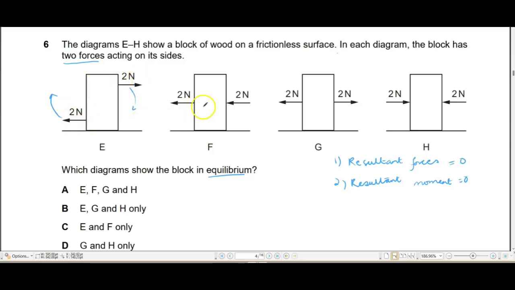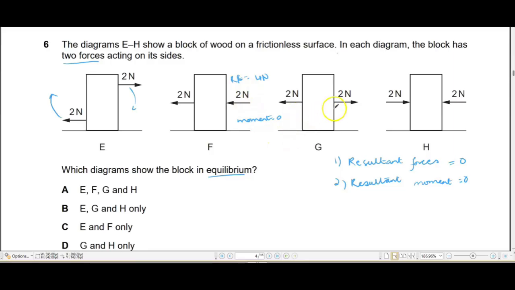Acha, if we look over here, there is a force of 2 newtons in this direction, and then there is a force of 2 newtons in this direction. So over here the resultant moment is 0, but the resultant force is not, because there are two forces of different magnitudes acting in the same direction, so the resultant force over here is going to be 4 Newton. So both conditions have to be met, and one condition is not being met over here.